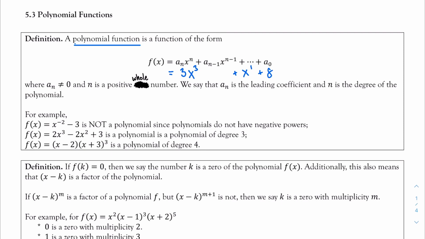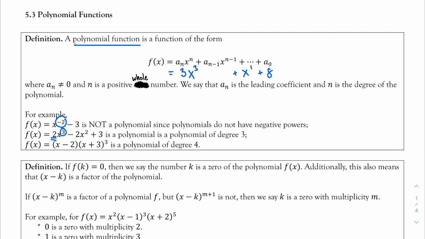So for example, here I have three functions. The first one, x to the negative 2nd power minus 3, is not a polynomial. Polynomials cannot have a negative power. Here I have a power of negative 2, so that cannot be a polynomial. For my second one, this is a polynomial. I have 2x cubed minus 2x squared plus 3. In particular, this is a polynomial of degree 3. Note here that 3 is my highest power, and the leading coefficient is a 2.